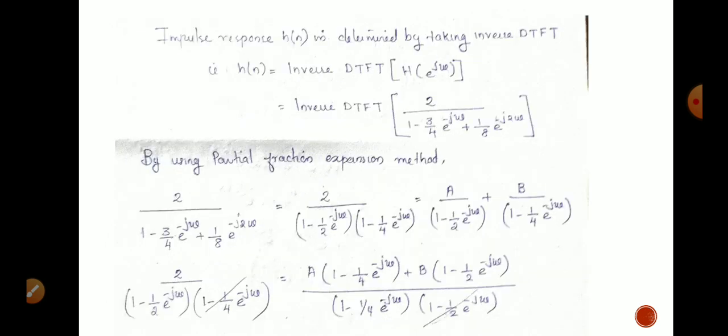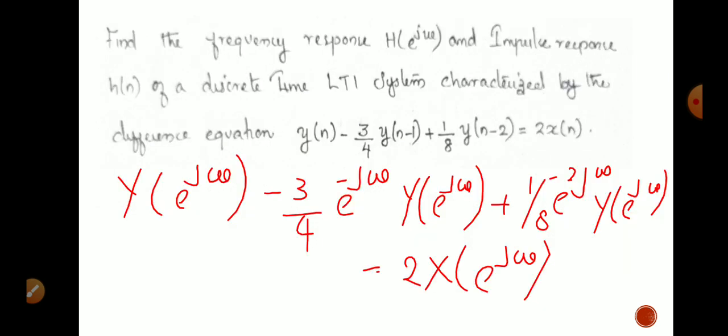This is the way to find the frequency response and the impulse response of a discrete time LTI system from the difference equation y of n minus 3 by 4 y of n minus 1 plus 1 by 8 y of n minus 2 equals 2x of n.